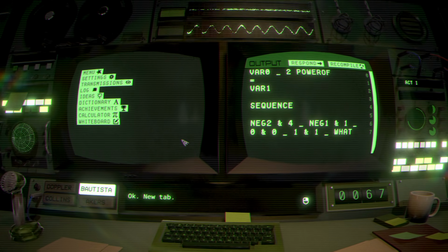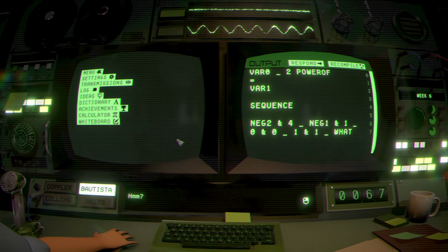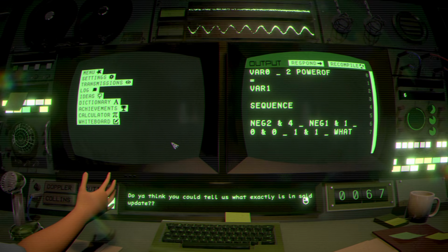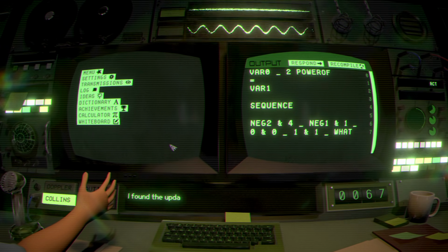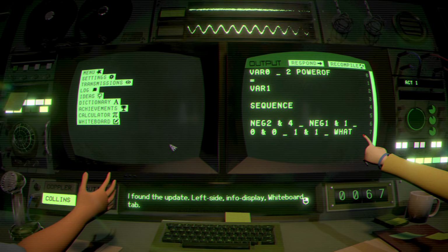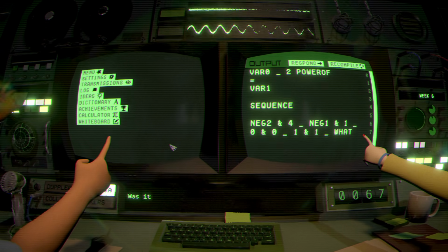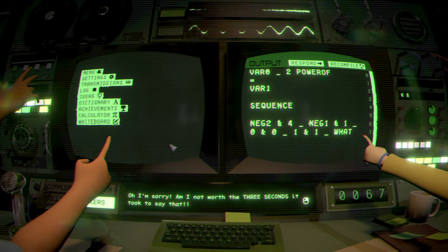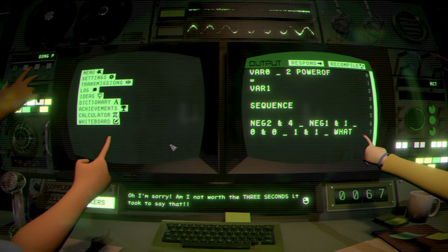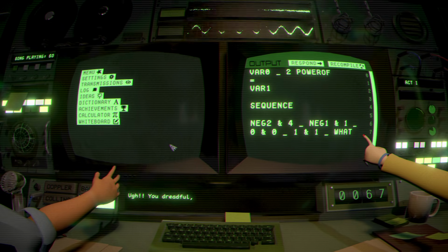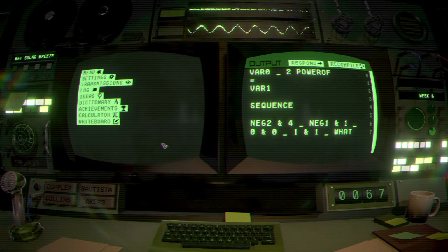Okay, what do they have to say? Okay, new tab. Batista? Think you can tell us exactly what's in the update? Oh, no. What? I found the update. Left side, info display, whiteboard tab. See? Now that would have been so difficult, Batista. Why is it so difficult to find it? Oh, I'm sorry. I'm not worth 3 seconds to say that. I'm a busy man. Oh, you dreadful, dreadful.